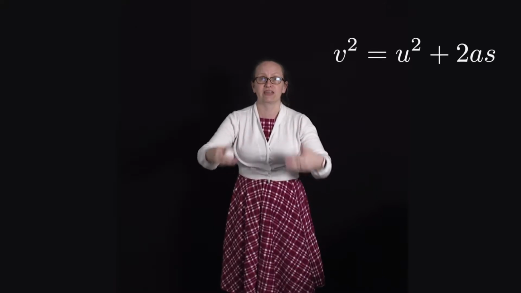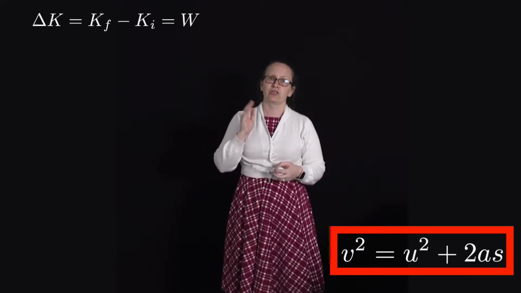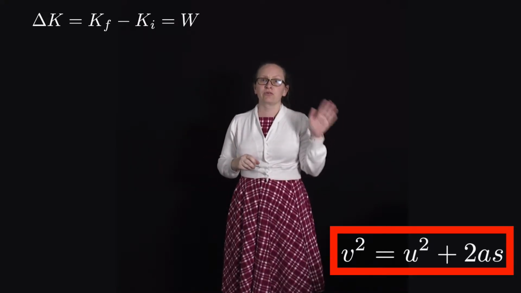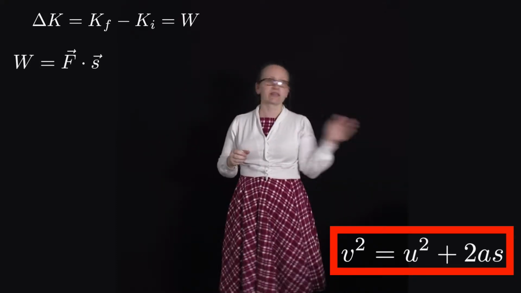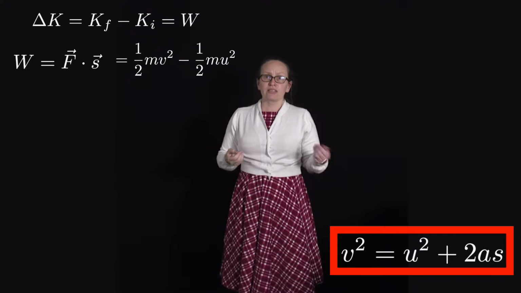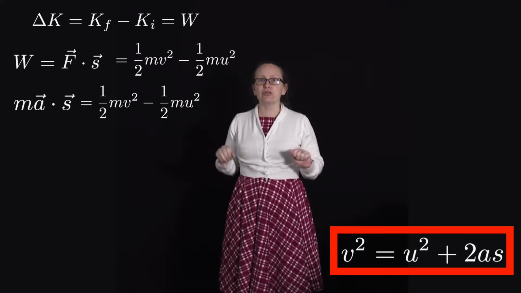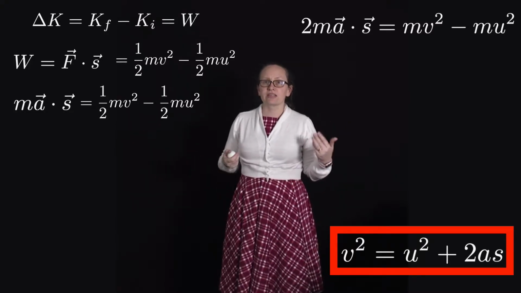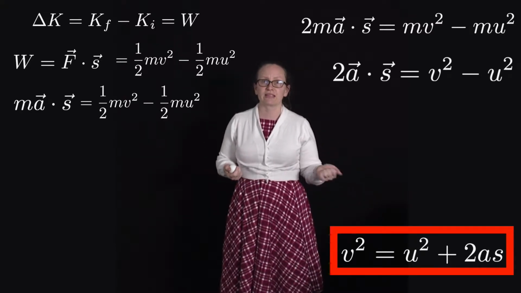That's another approach we can take to getting this equation, because we know that the work done on the object is equal to the change in the kinetic energy, which is the final kinetic energy minus the initial kinetic energy. So the work done is equal to the force times the displacement. We're just doing one dimension here, so the force and displacement are in the same direction. And that's equal to a half mv squared minus a half mu squared. The force is equal to ma, Newton's law tells us that. So multiplying both sides of the equation by 2, we end up with 2mas is equal to mv squared minus mu squared, which tells us that 2as is equal to v squared minus u squared, which is equivalent to v squared equals u squared plus 2as.